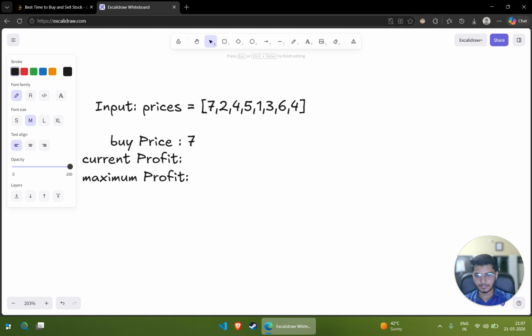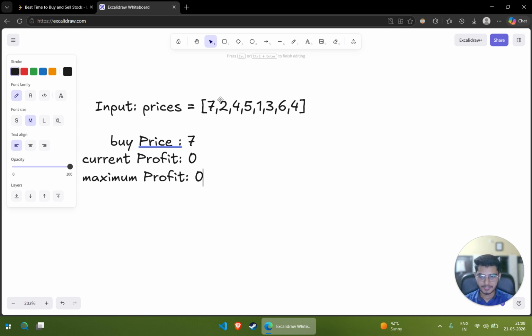If I buy at price 7 and sell at the current price, the current profit will be 0 because we're forgetting every other element, and here the maximum profit will be 0. So this will not work.